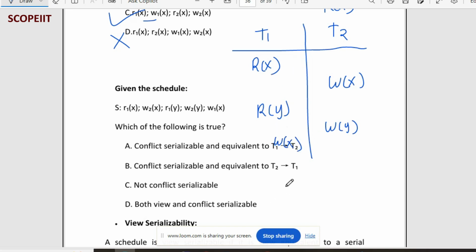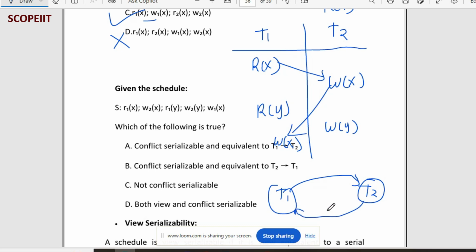Now let us see the conflicts and draw the precedence graph for T1 and T2. See, R of x, W of x. So there is a conflict from T1 to T2. So let us draw one arrow from T1 to T2. Now let us check from T2 to T1. If we check here, W of x, R of y. WR is a conflict but with different variables, so this is not a conflict. Then W of x, R of x. So there is also a conflict from T2 to T1.